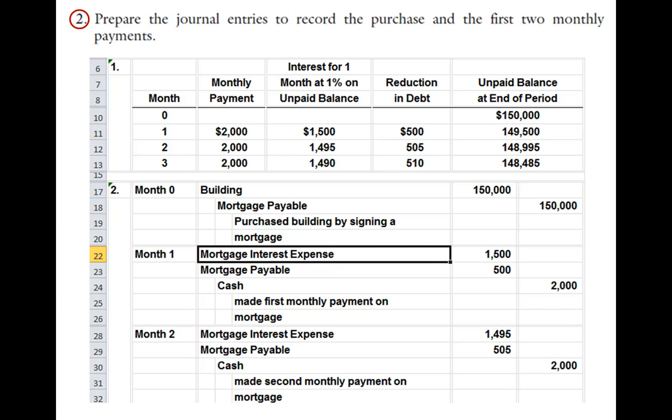And we'll do the same thing for month 2, only using the numbers we calculated from the table. So we're still paying $2,000 in cash. Our debt reduction, the debit decreasing our mortgage payable, is $505, and then our debit to mortgage interest expense is the $1,495 that you can see from the table above.